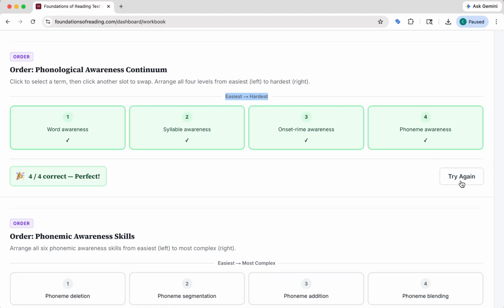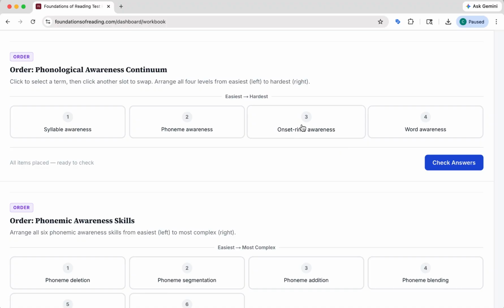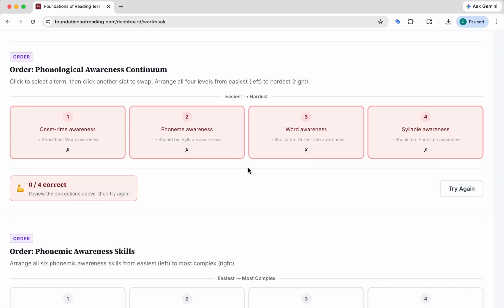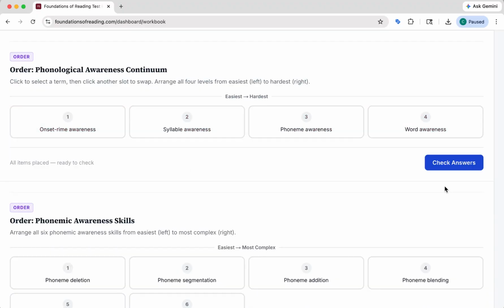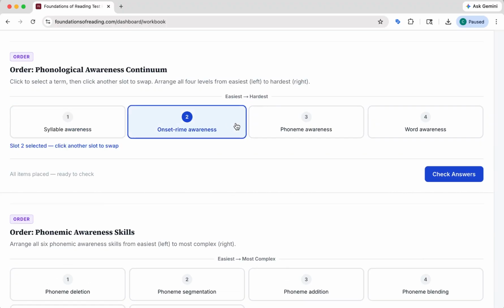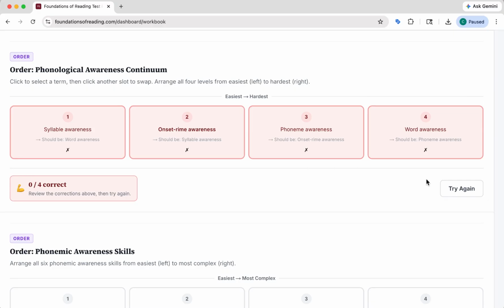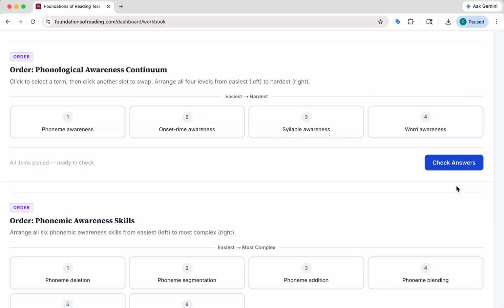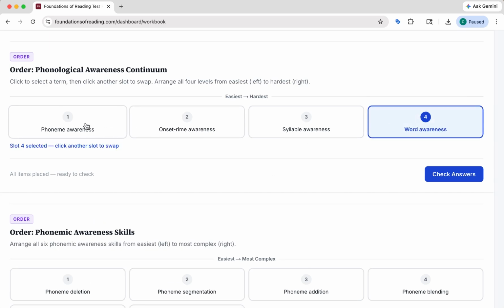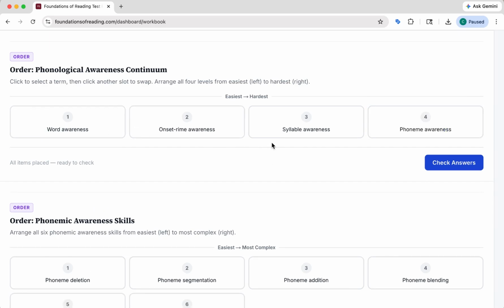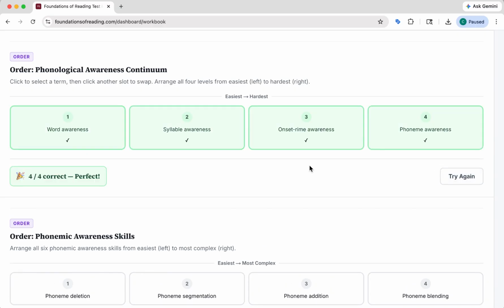Now, if I click try again, and I move these around a little bit, and then I check it again, notice here how none of them were correct, right? So what you want to do is, and you can play with this as much as you want, keep going, and then check and say, still no, right? But remember, easiest to hardest, phonological awareness, let's just do this one more time. That's word analysis first, syllable analysis second, onset and rhyme, phoneme, and we have all 4.